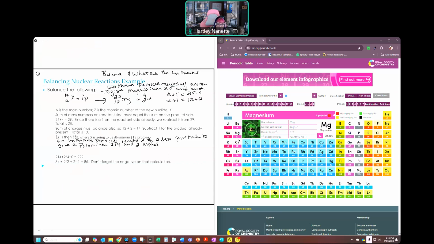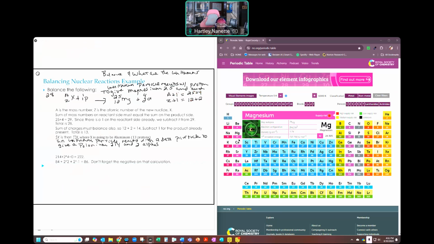So what I can do is I can do the math that I get from this. So 25 plus 4 is 29. I can then subtract the 1, and that means that A is 28. Okay? So this is 28 right here.